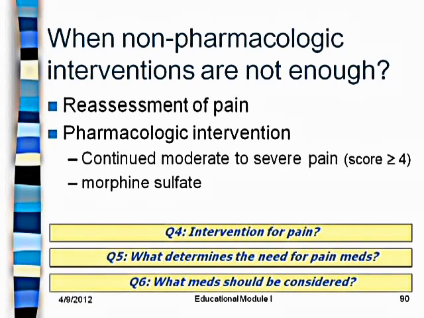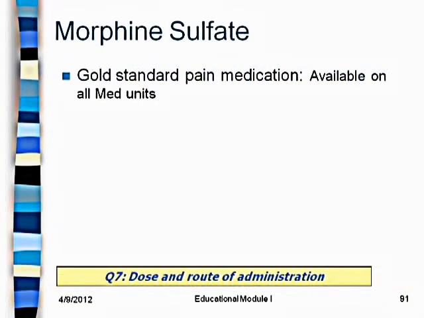Question 6 of the reference case asks, what medication should be considered? Morphine is the most available drug on emergency vehicles, and therefore the most commonly utilized for pre-hospital care providers. Thus, morphine sulfate should be given. If your EMS system has other short-acting opiates available, they could also be given, based on your system's guidelines. Morphine sulfate is the gold standard pain medication, and is available on most EMS systems.